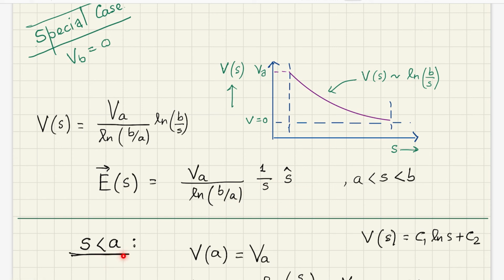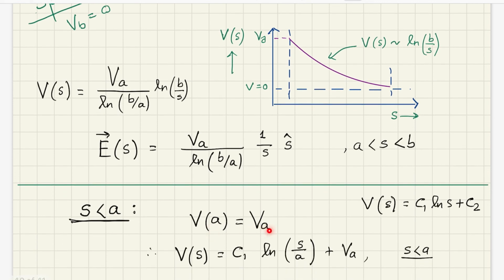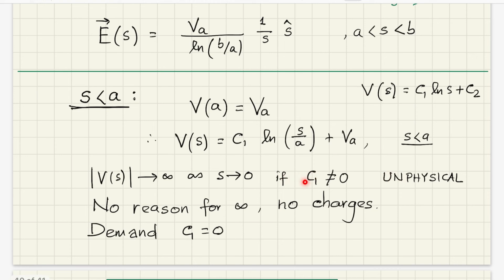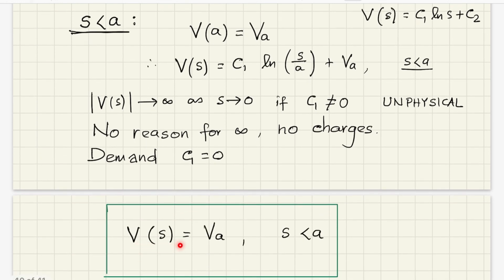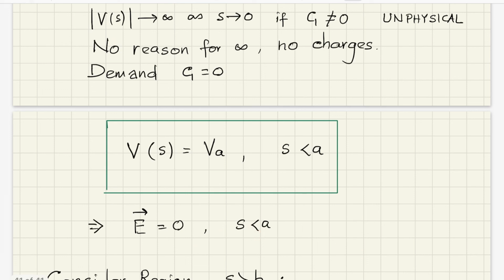So what about S less than A, that is inside the concentric circle? I can again argue similarly that V at A is equal to VA, and V of S is the general solution for S less than A. As S goes to 0, it becomes infinity, and I can again demand that C1 is not equal to 0 is unphysical, and hence there is no reason for it to be going to infinity because there is no charge inside. So I'll demand that C1 is equal to 0. Okay, and hence V of S must be a constant for S less than A, and E must be 0 for S less than A.